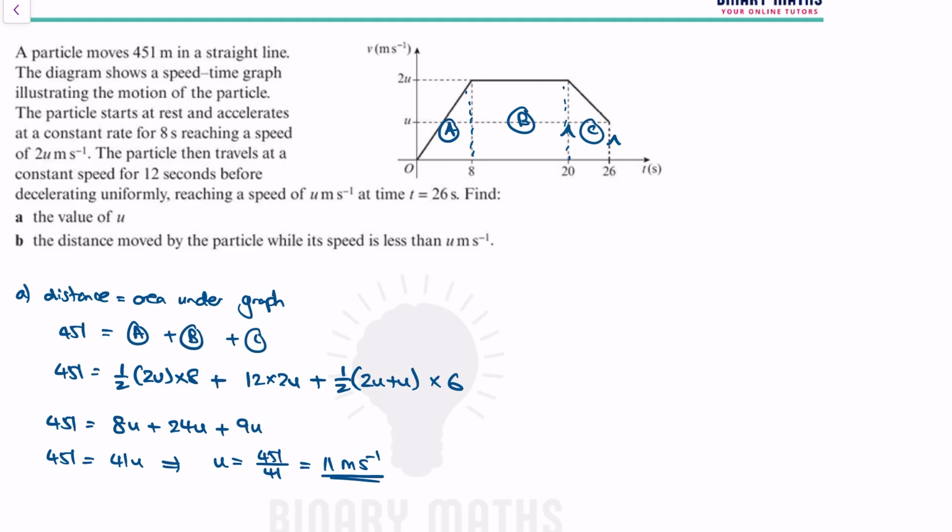The distance moved by the particle while its speed is less than u. So while its speed is less than u means it's only this part. So if I just draw it out, less than u is here. So that's the only part that's less than u. Everything is above u.